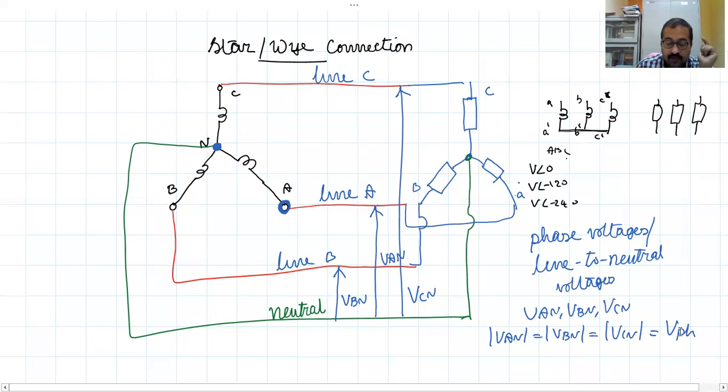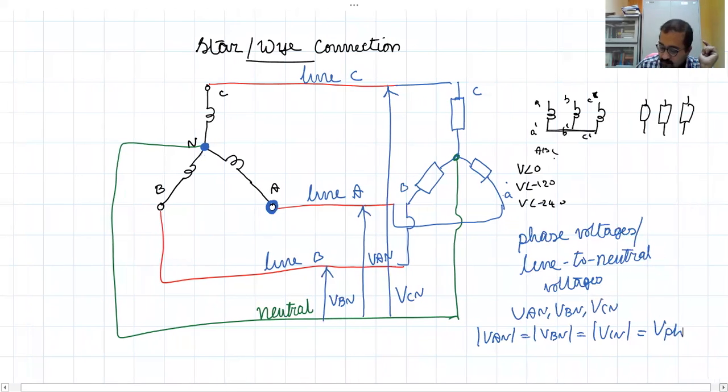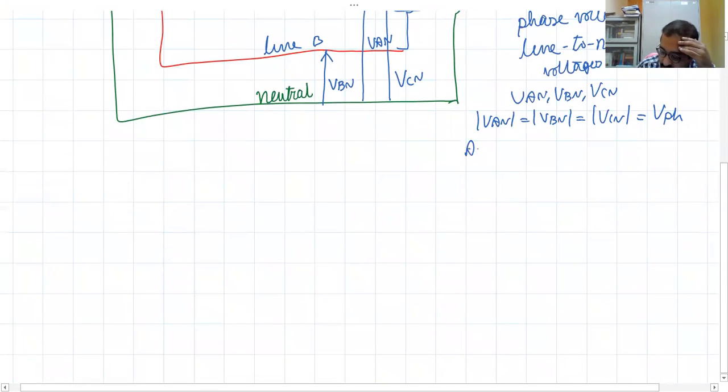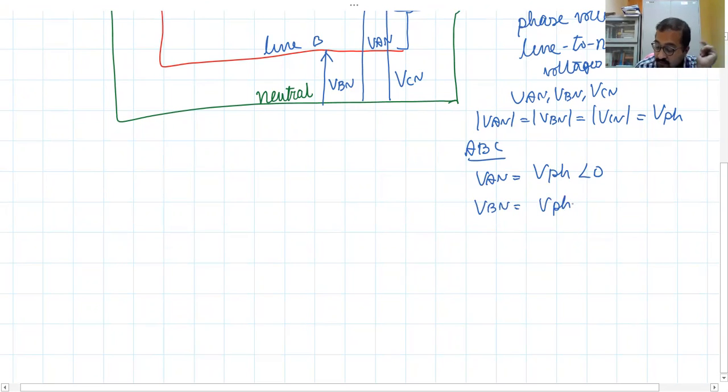Okay, so if it's an ABC phase sequence, what will you get? For ABC phase sequence, what will be your VAN? Your VAN will be VPH angle 0. Fine. Your VBN will be what? VPH angle minus 120. What will be your VCN? VPH angle minus 240 or plus 120. Okay, so these will be the phase voltages, assuming ABC phase sequence.